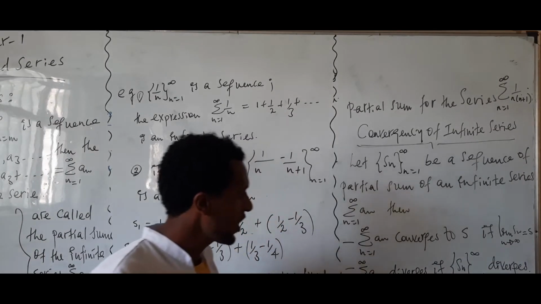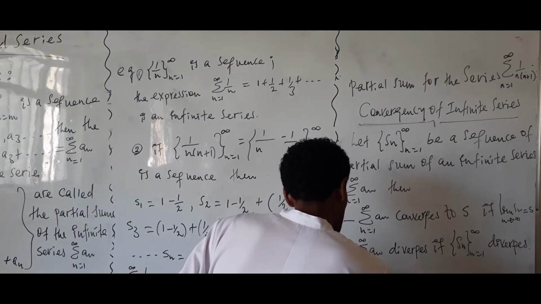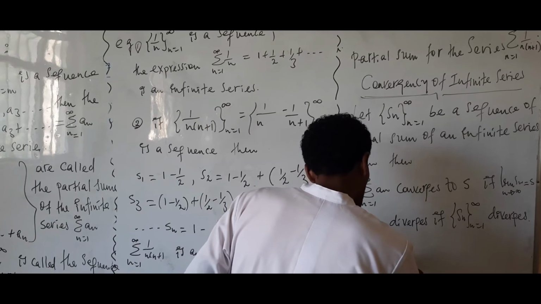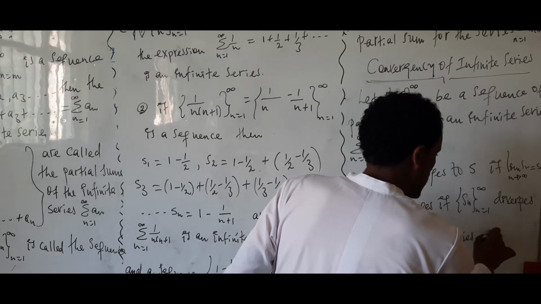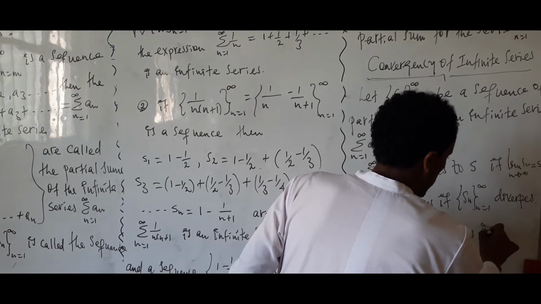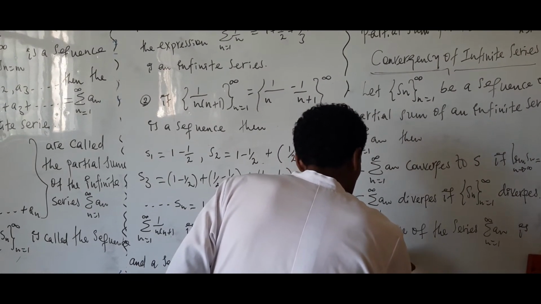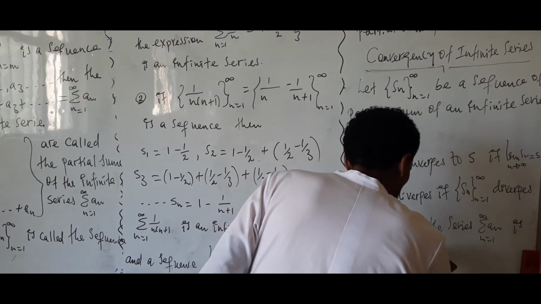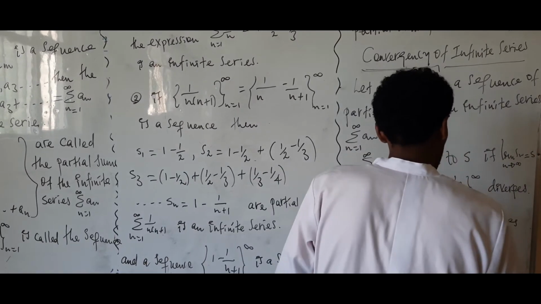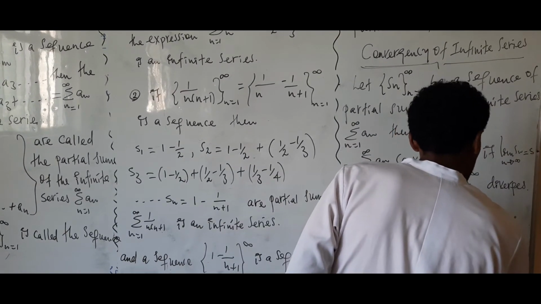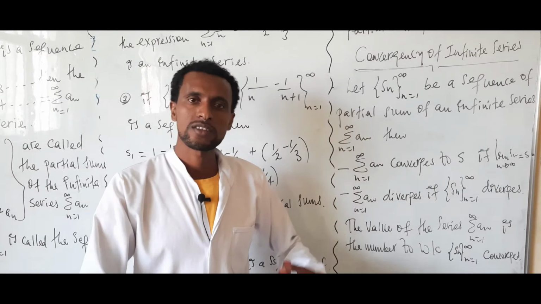So the number to which Sn converges is the value of the series. So we can say that the value of the series, n from 1 to infinity, is the number to which Sn, n from 1 to infinity, converges.